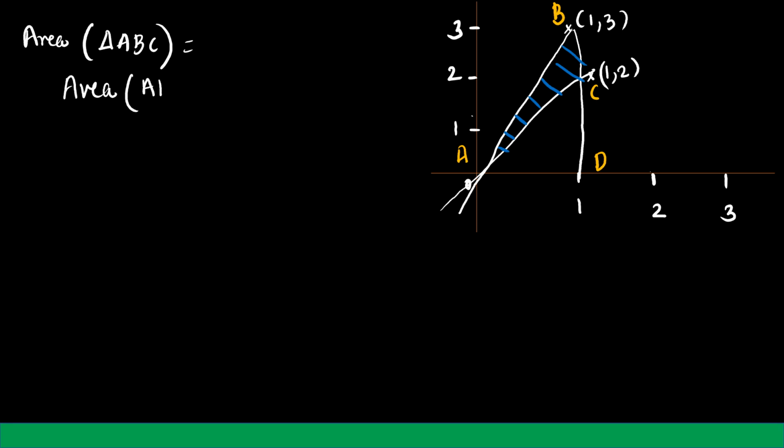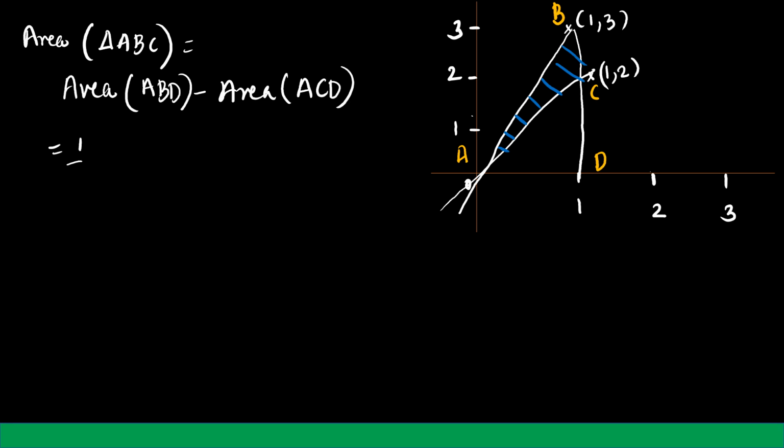Now we can mark these points A, B, C, D. We have to find the area of the triangle ABC. So, area of triangle ABC is equal to area of this bigger triangle ABD minus smaller triangle ACD. Area of ABD minus area of ACD. Okay, now what is area of ABD?